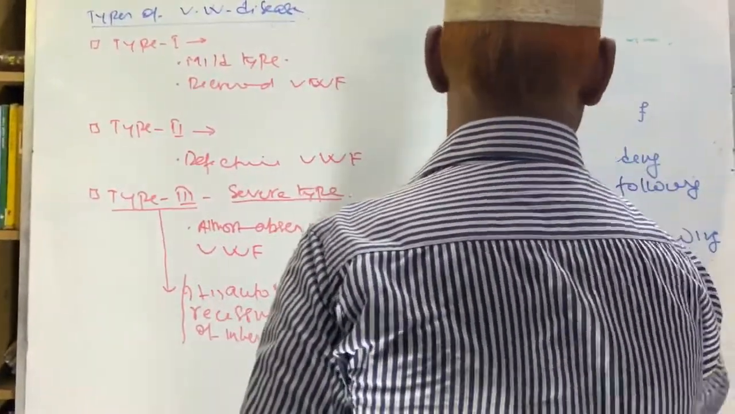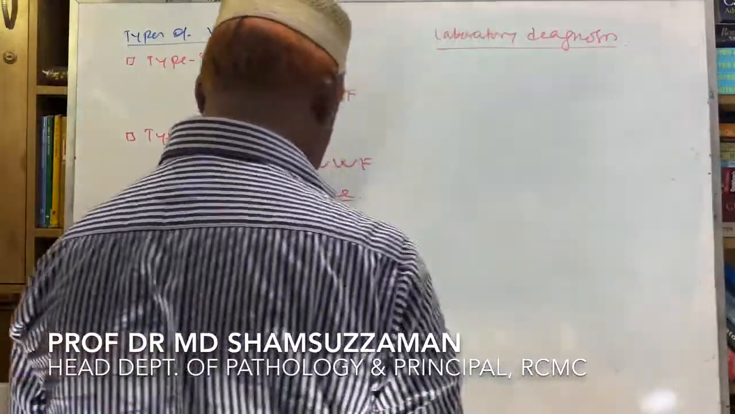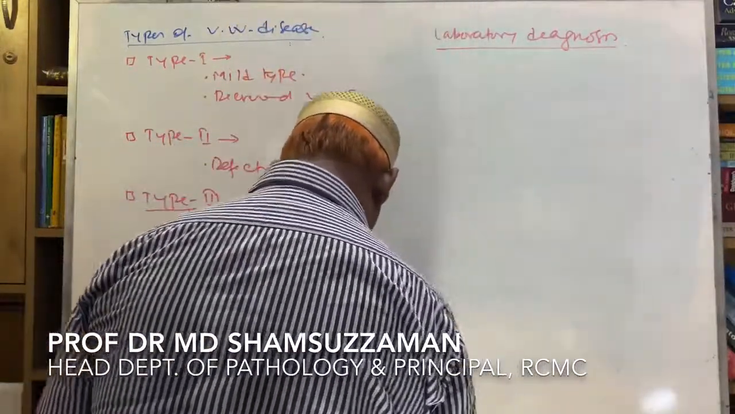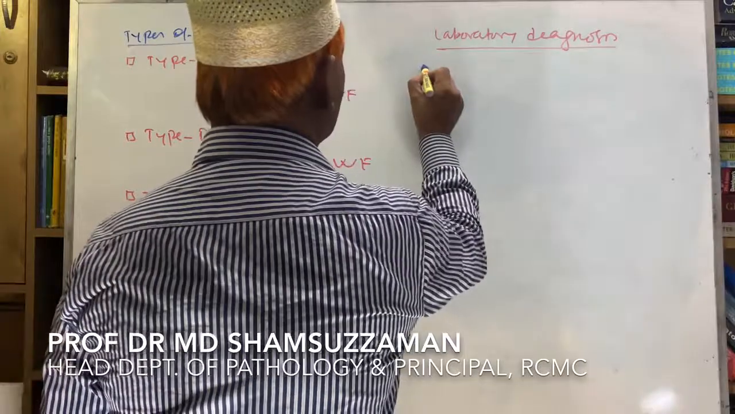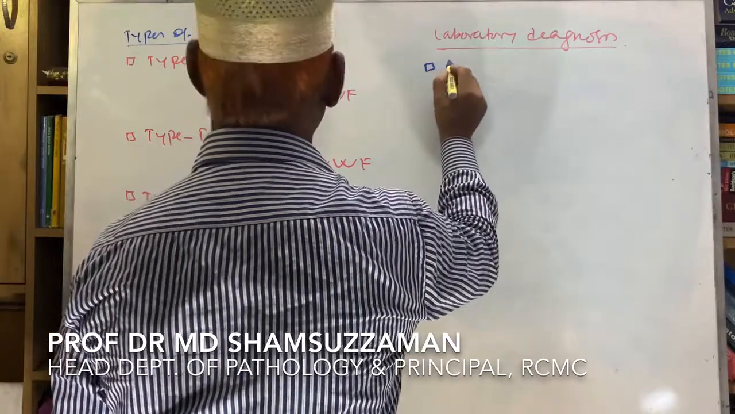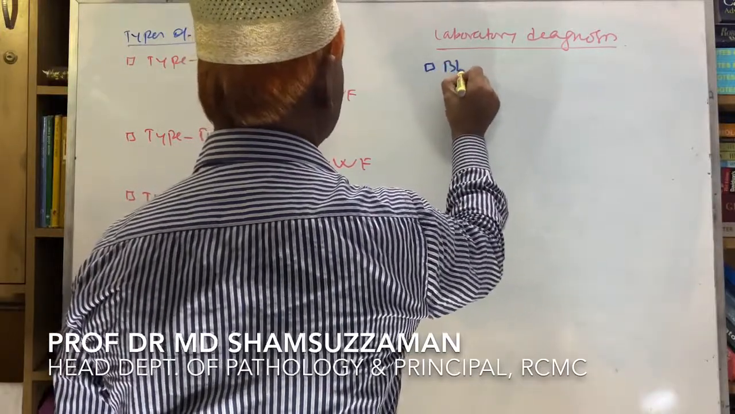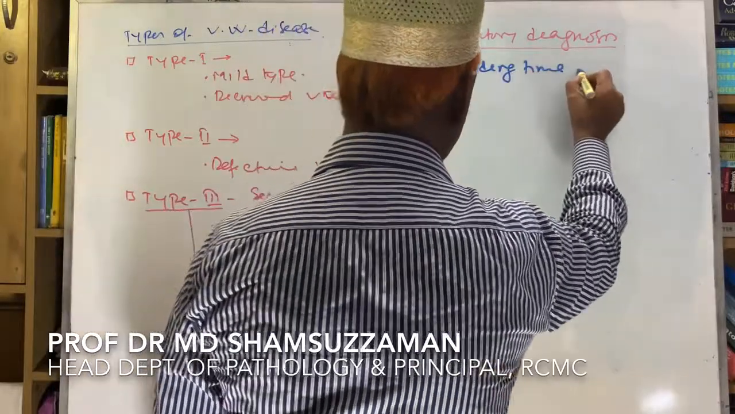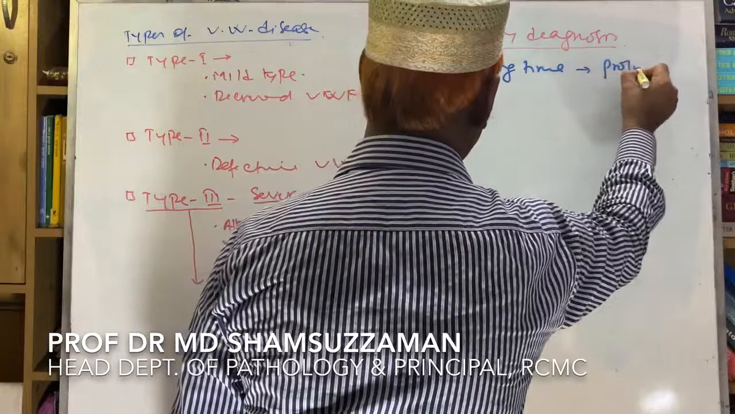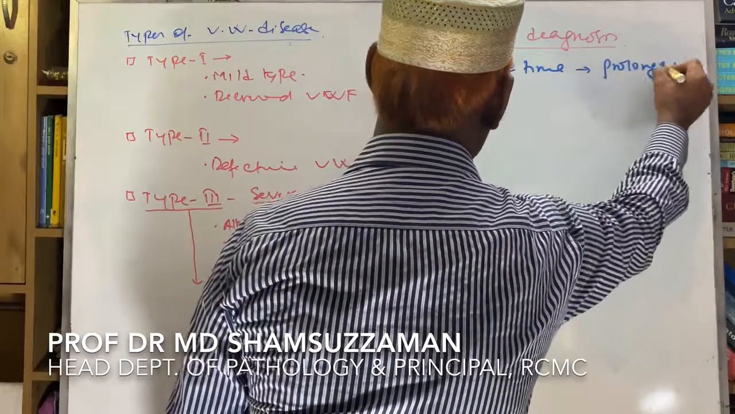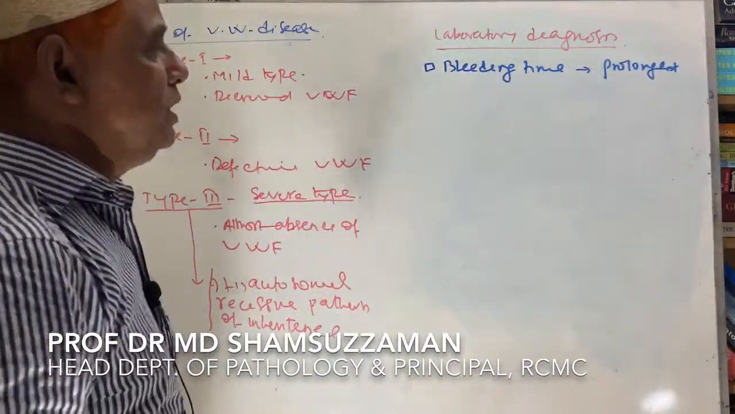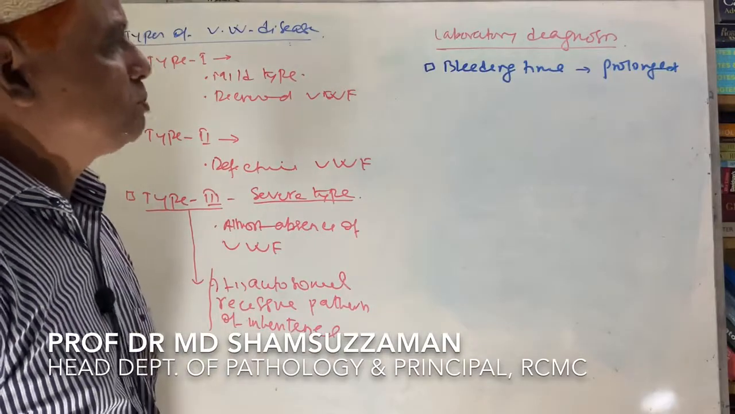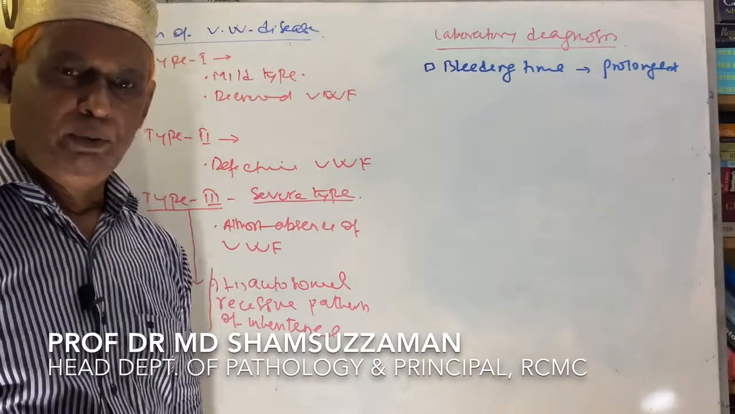Now come to laboratory diagnosis. We have to do first bleeding time. Bleeding time is prolonged. We know 5 to 11 minutes is normal. It may be prolonged for hours together.